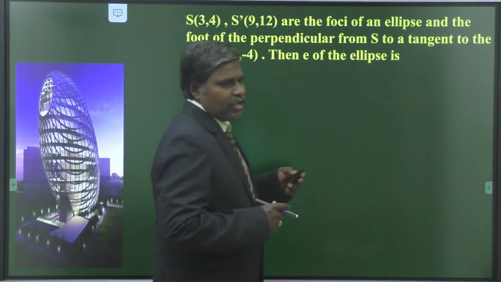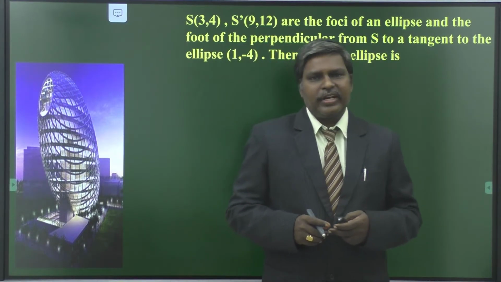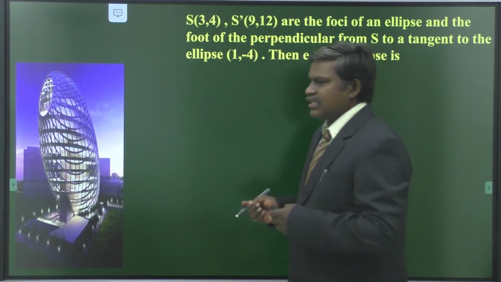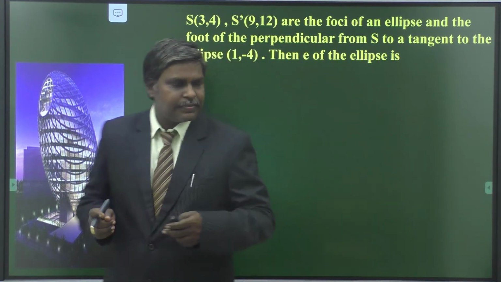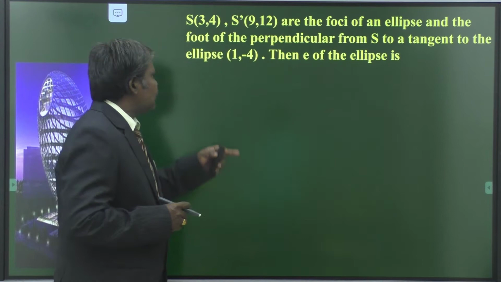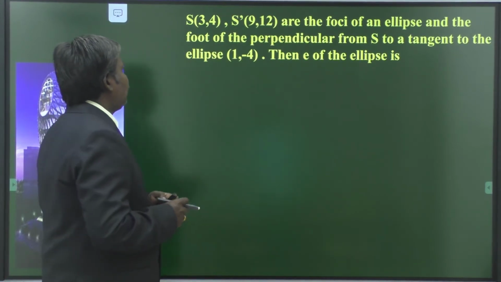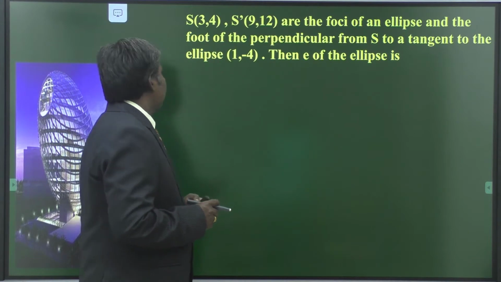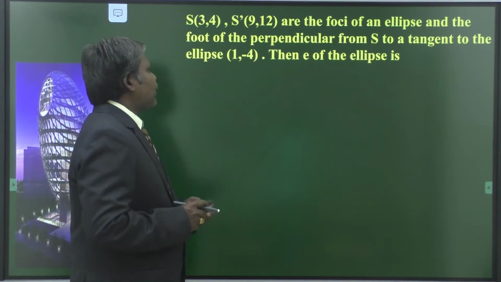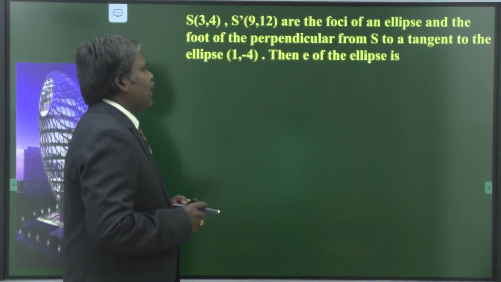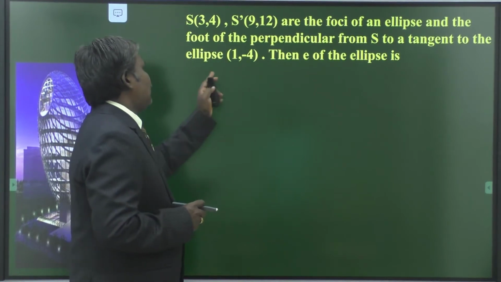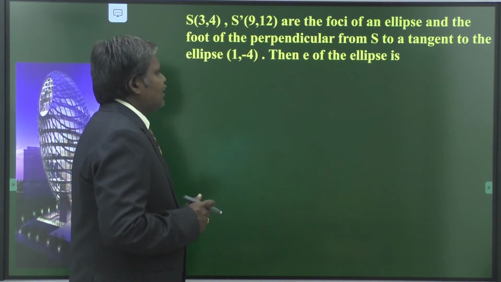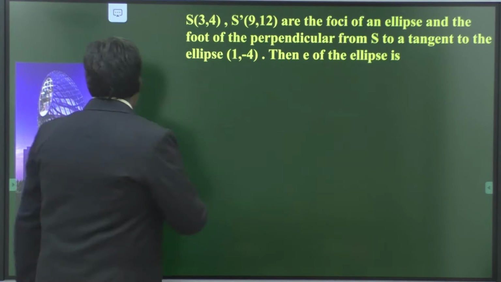Hello students, we are doing the problems related to tangents of ellipse. Let us see some of the problems related to the same concept. S(3, 4) and S'(9, 12) are the foci of the ellipse, and the foot of perpendicular drawn from S to a tangent to the ellipse is (1, -4). Then the eccentricity of the ellipse is what? This is the question.